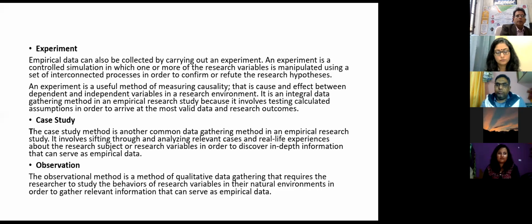And the observational method is a method of qualitative data gathering that requires the researcher to study the behavior of research variables in their natural environment in order to gather relevant information that can serve as empirical data. I already said this in the previous part. I told you to write in pen and paper. So this is the thing.